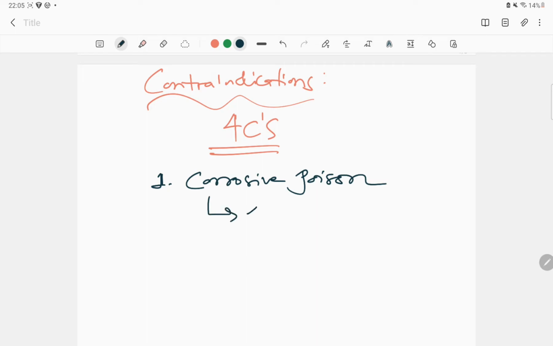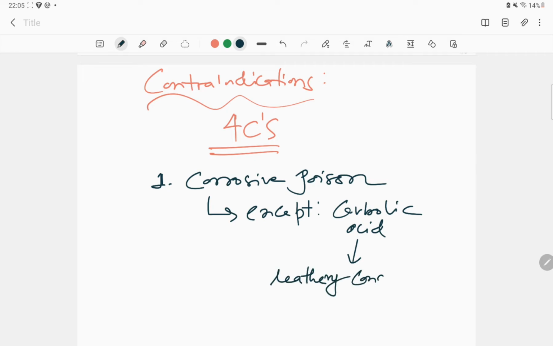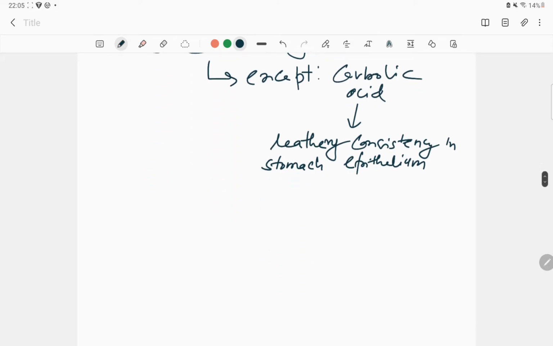But there is an exception in corrosive poisoning. The exception is carbolic acid. In carbolic acid poisoning, you can do gastric lavage. Why can you do it in carbolic acid but not in oxalic acid, HCl or H2SO4 poisoning? Because carbolic acid forms a leathery consistency in the stomach epithelium. So in carbolic acid poisoning, gastric lavage can be done.